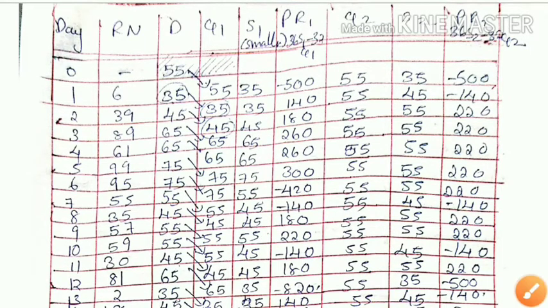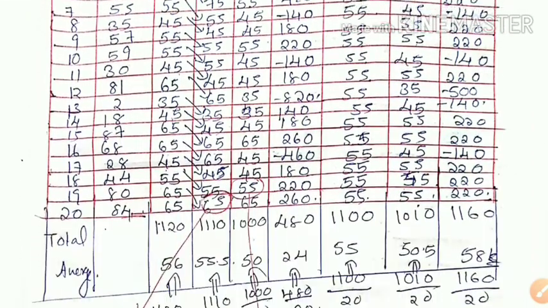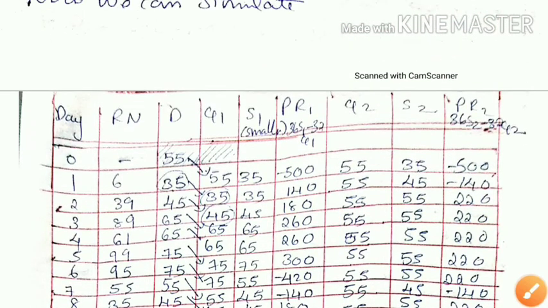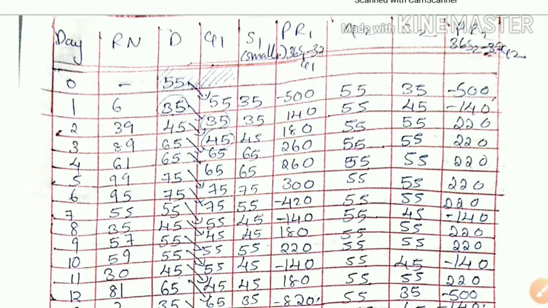Next we have to find the profit, and the equation of profit is 36 into S1 minus 32 into Q1. So we can find the complete column. It's very easy. Similarly, we have to find for the new method Q2, S2, PR2.